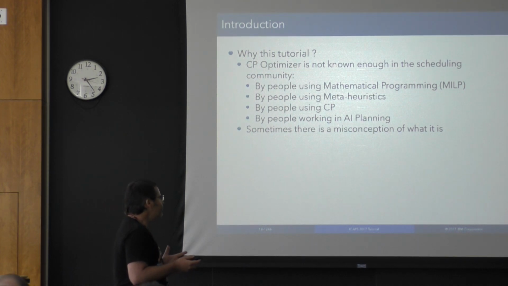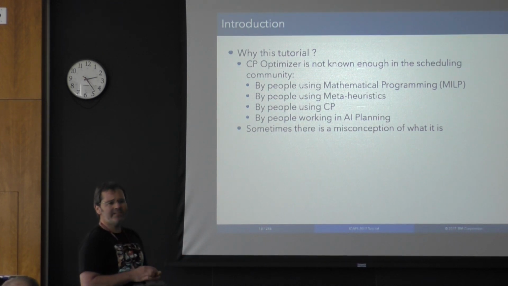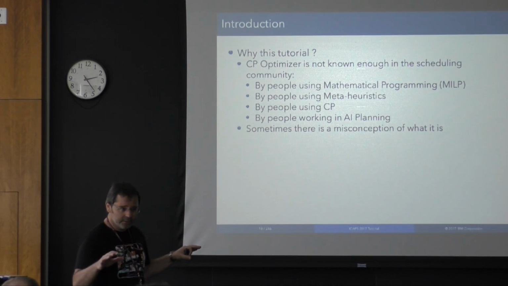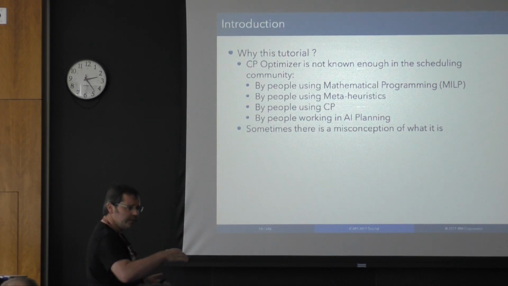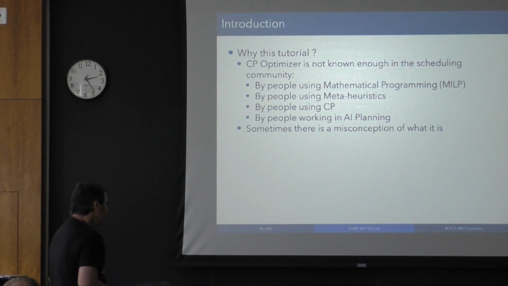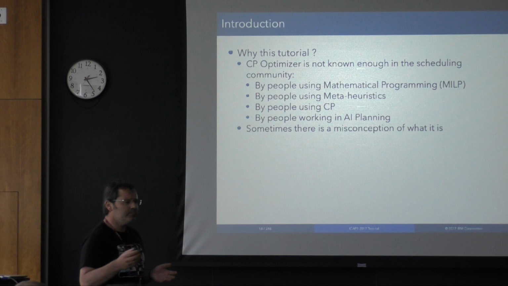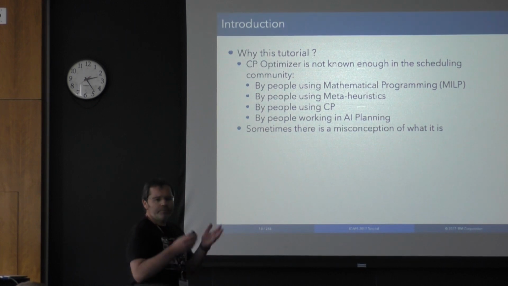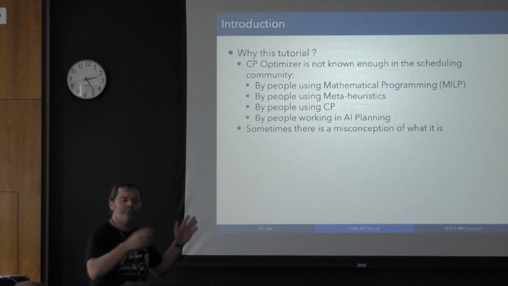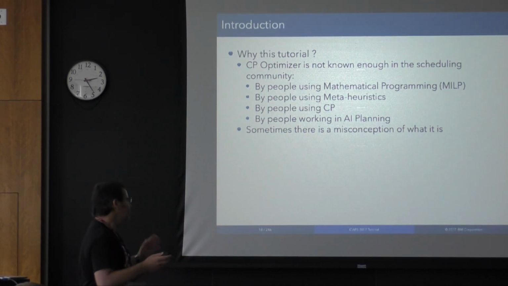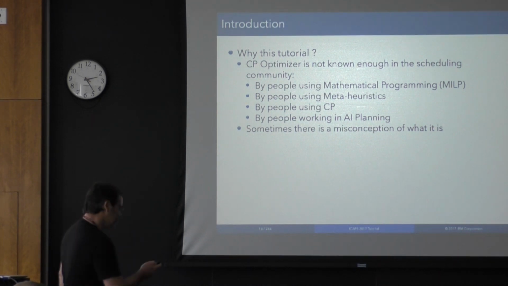It's less known by people who are doing AI planning. As I say, CP Optimizer does not really address AI planning, but at least it enlarges the scope of classical scheduling problems in the direction of planning. And I should say that sometimes there are some misconceptions of what it is, because even if people don't know CP, for instance, they have some ideas, they've heard some people speaking about CP, it's good for that, it's not good for that. We'll see that, well, CP Optimizer is not exactly CP.